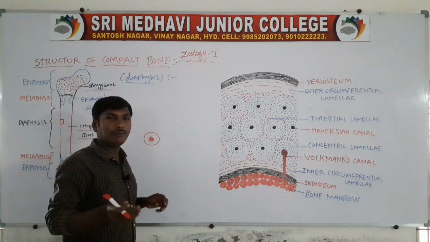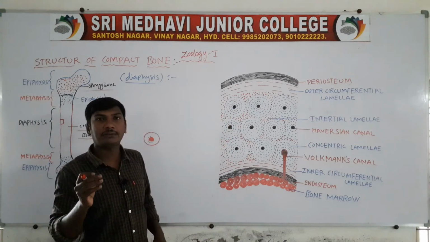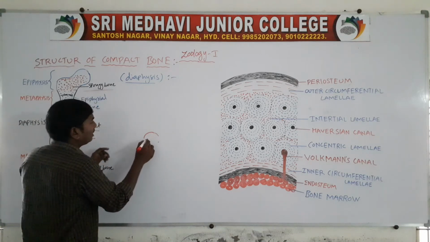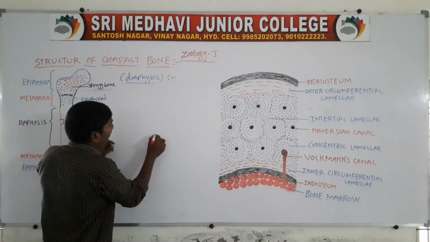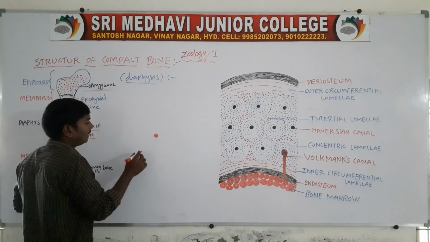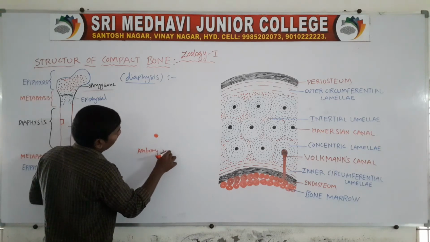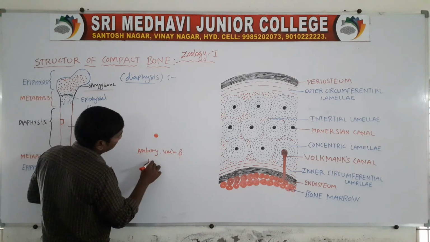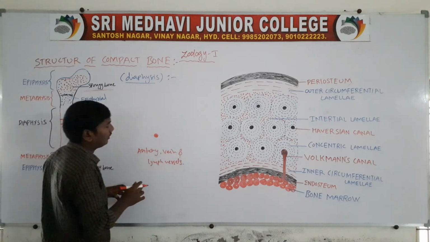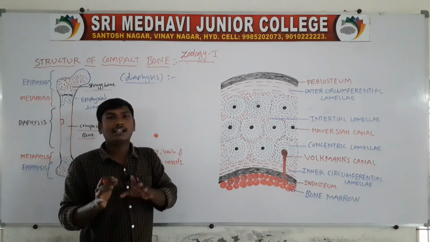That Haversian system consists of the Haversian canal. The Haversian system consists of the Haversian canal. That Haversian canal contains an artery, vein and lymph vessels. That Haversian canal contains arteries, a vein and lymph vessels.